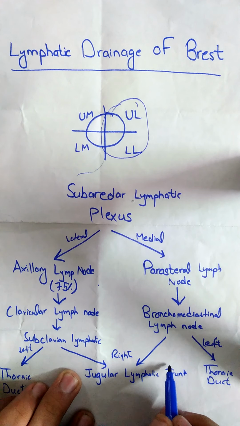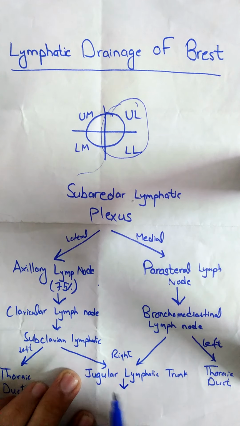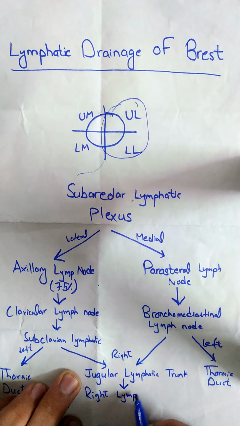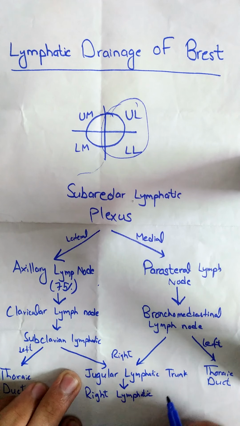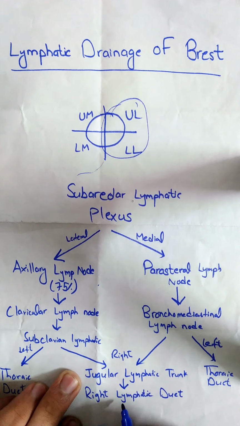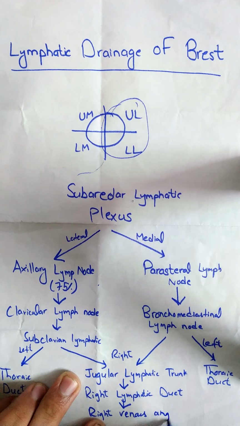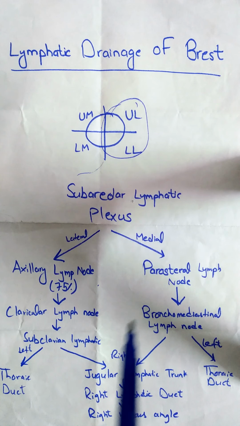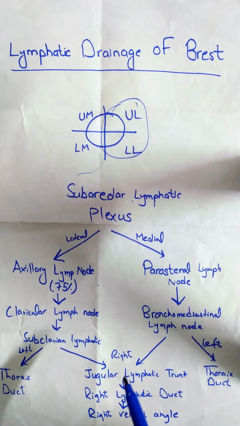From the jugular lymphatic trunk, the lymph will move into the right lymphatic duct. And ultimately the lymph will drain into the right venous angle. So this is the whole flow chart regarding the lymphatic drainage of the breast.